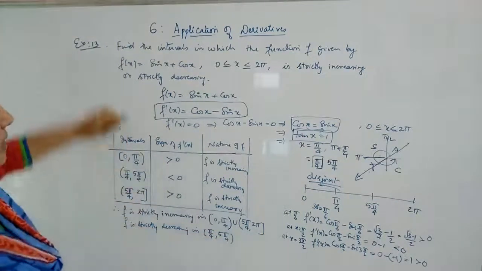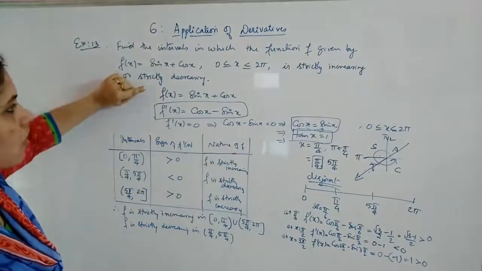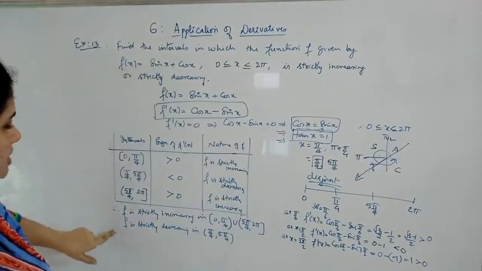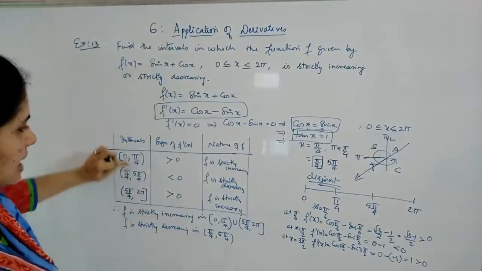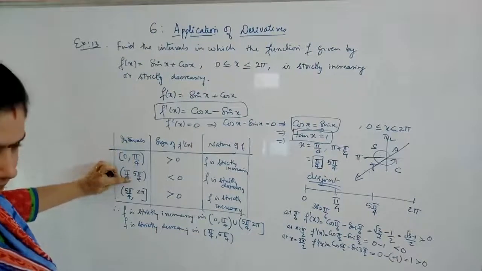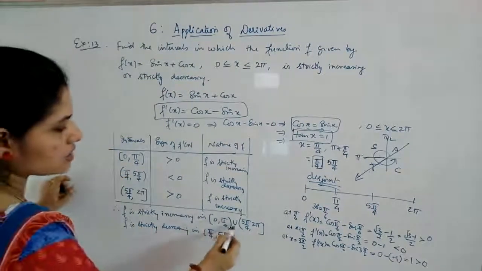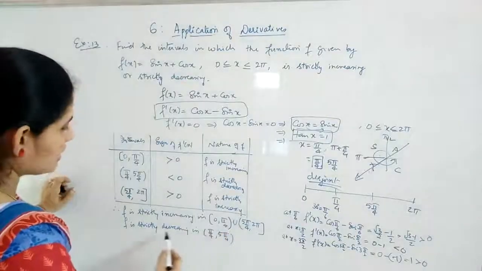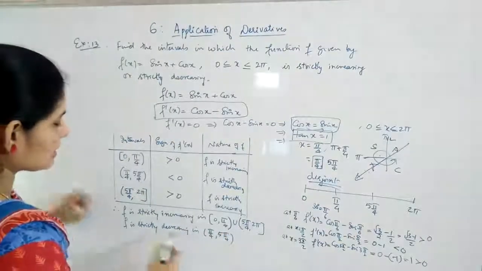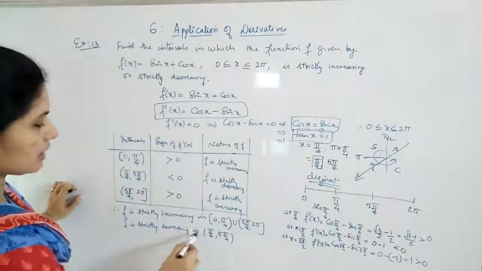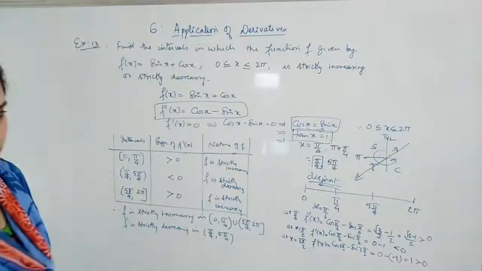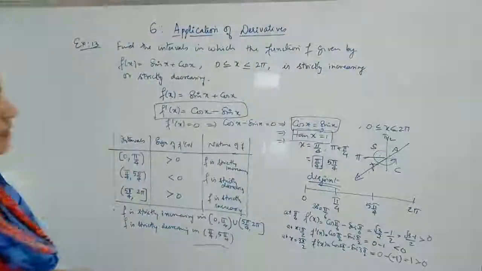Now, if the question is increasing or decreasing, you can just write, since the function is continuous at pi by 4 and 5 pi by 4, f is increasing in, here you can close, here you can close. Again, instead of f is strictly decreasing, f is decreasing in closed, like that. Okay, this is your final answer because the question is strictly.